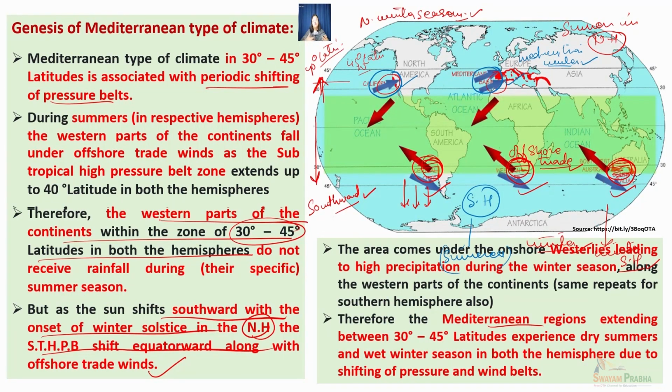And this is all because of the shifting of air and pressure belts on Earth. So you can see clearly that the shifting of pressure and air belts leads to a unique climate called the Mediterranean type of climate.